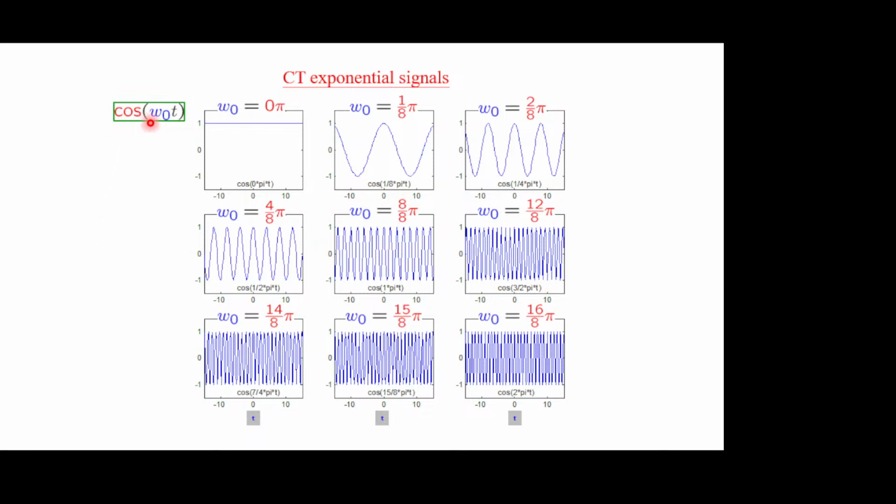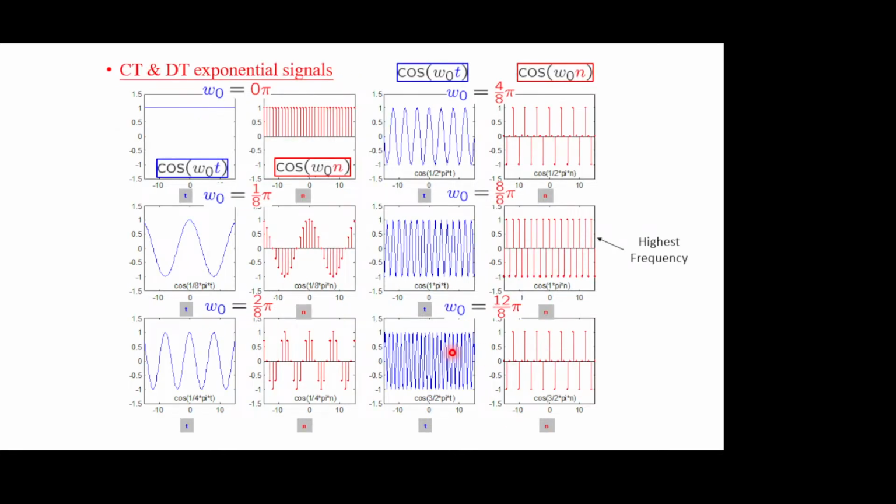So we plot cosine omega naught t. We change omega from 0, 1 over 8, 2 over 8, all the way to 16 over 8, etc. And this is a continuous signal. You see that when you increase the omega, your signal oscillates faster and faster.